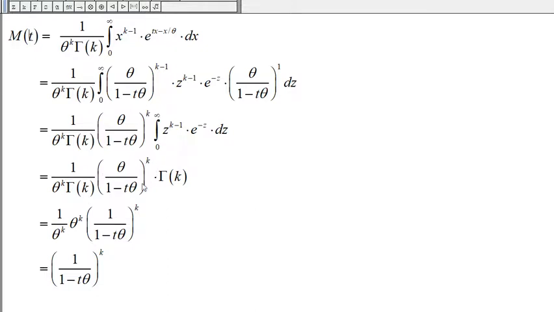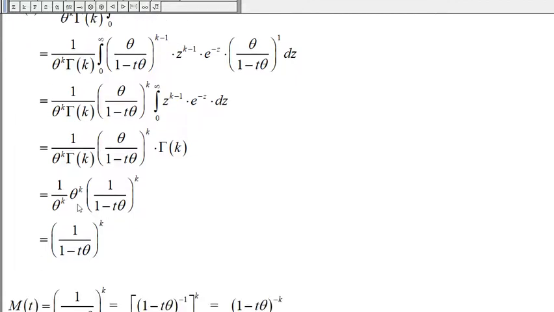This expression right here, we can write it as theta to the k times 1 over 1 minus t theta to the k. Theta to the k divided by theta to the k is 1. And therefore this is the moment generating function.